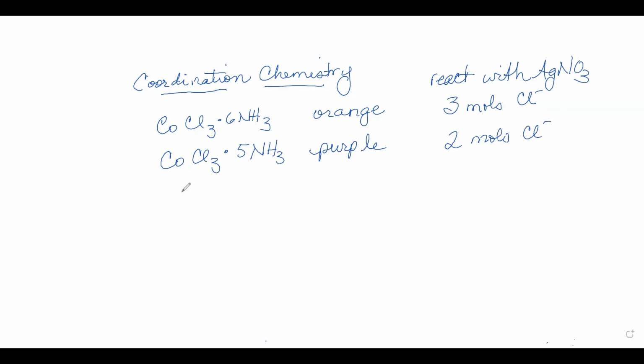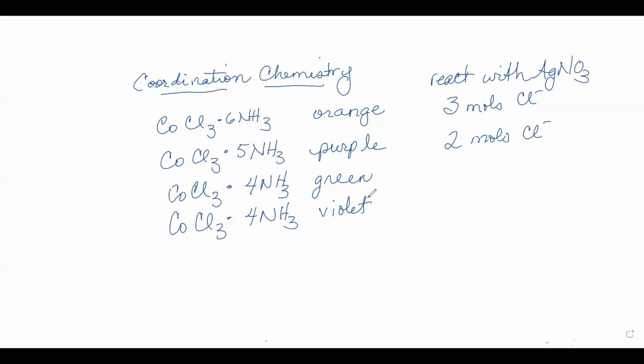We can also do this. We have 4 ammonias associated with it. And we have 2 different colors. We have one solution that can be green and one with the original formula where it's violet. So you have the same formulas, but they are different colors. And when we react it with silver nitrate, only 1 mole of free chloride can be determined with these different formulas. Now, the original formulas all have cobalt-3 chloride in them. So what is happening that we see these differences?